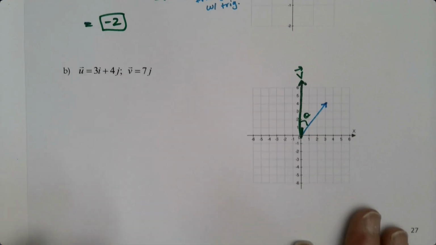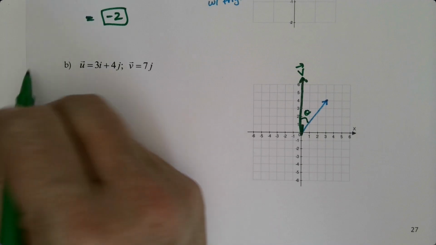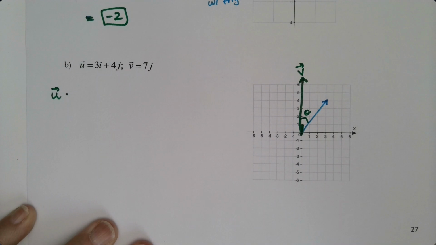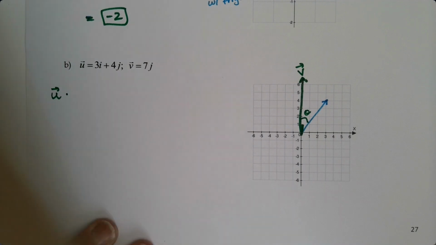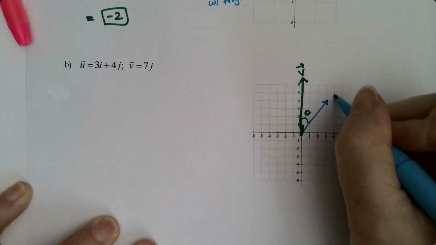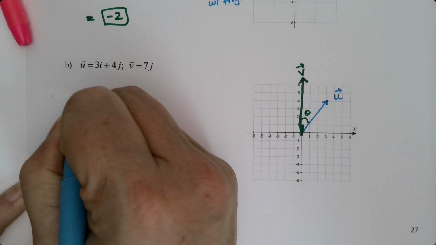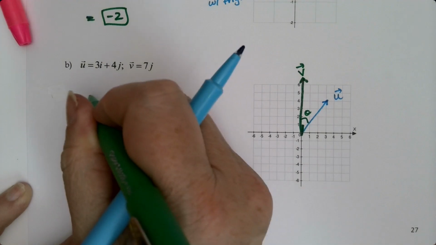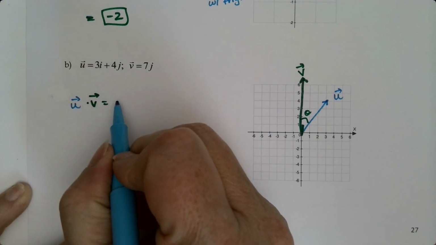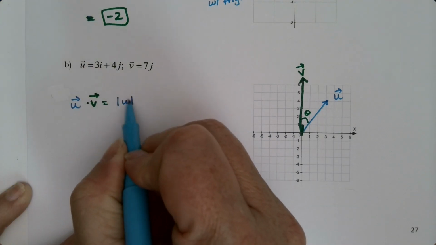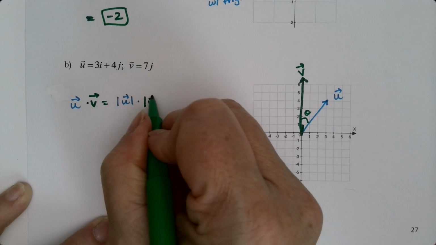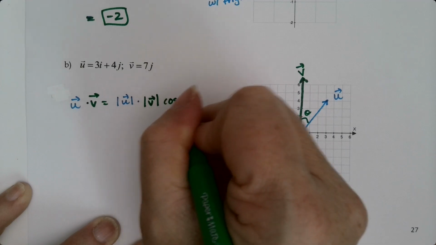Okay, so again, let's think here. If I want to do u dot product with v, oh, my colors are backwards. Sorry, this is the u. All right, so u dot product with v, that would be equal to the magnitude of u times the magnitude of v times the cosine of the angle between them.